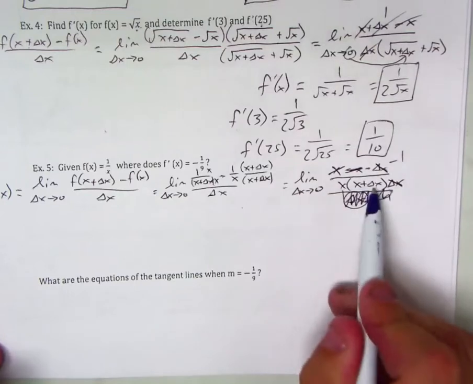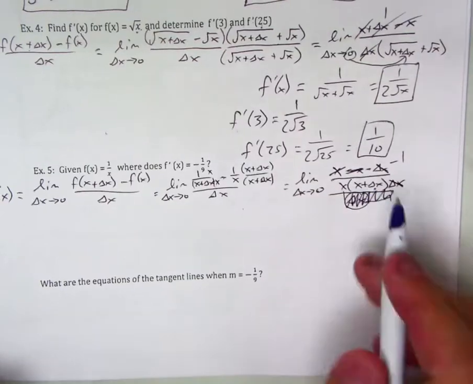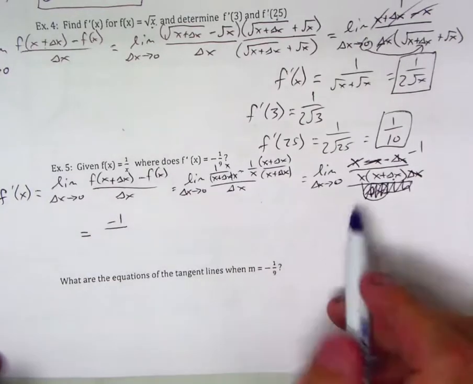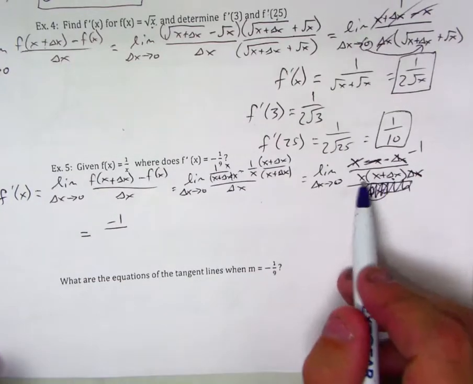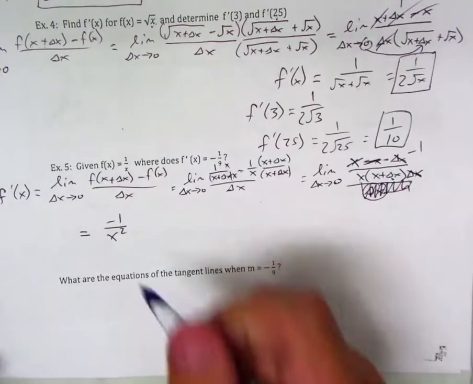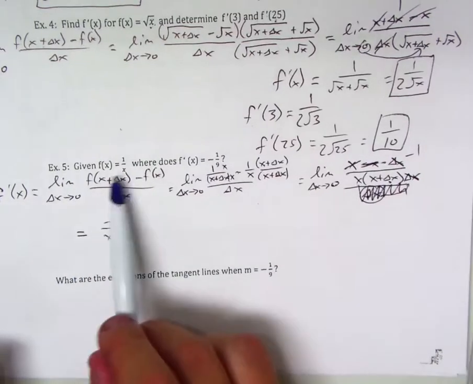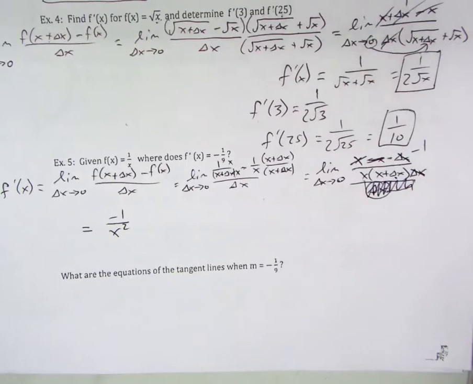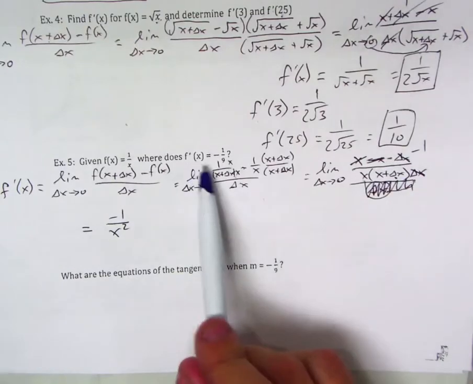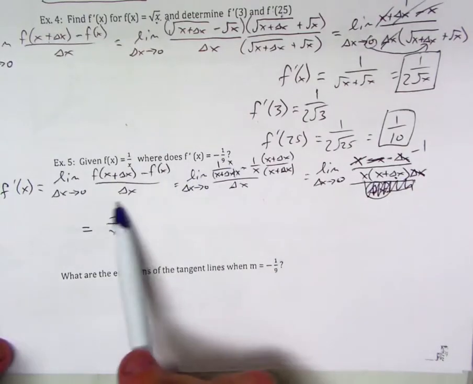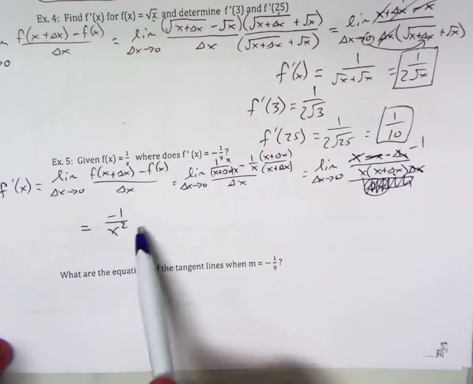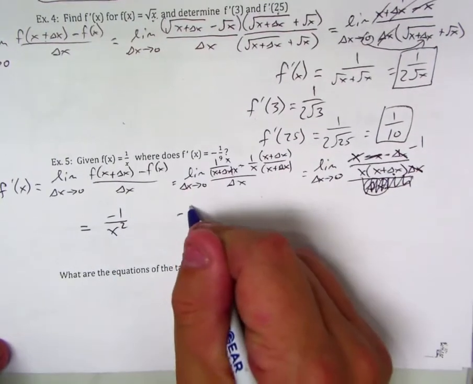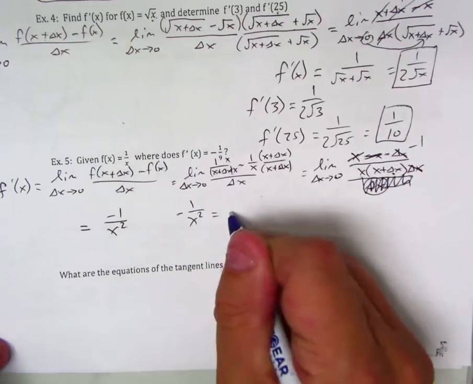And now you can plug 0 in for delta x. So you have negative 1 on top, plug 0 in for delta x, so you just have x times x, so x squared. So the derivative of this function is negative 1 over x squared. This will find slopes of tangent lines for us. But the question says, where does the slope equal negative 1/9? So I want to know, where does this equal negative 1/9? Anytime you want to know what makes something equal something, set it equal to it. So set the derivative equal to negative 1/9.